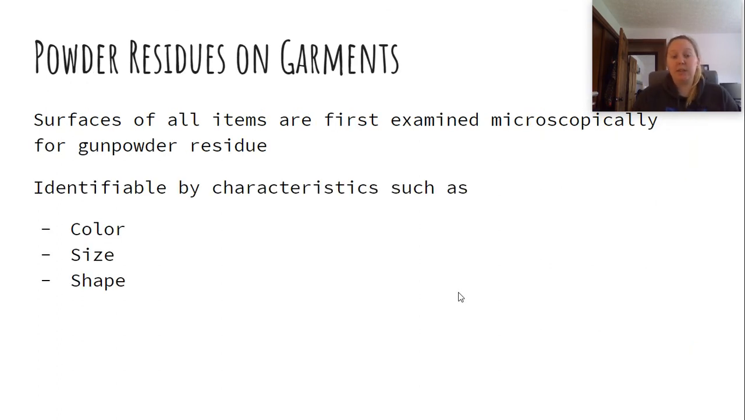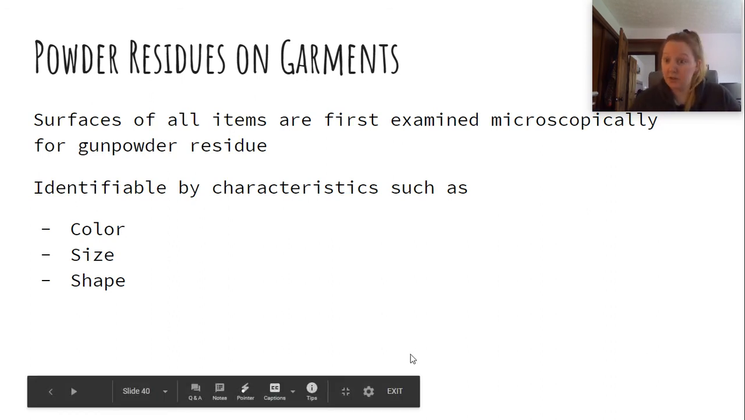Gunpowder residue on garments. All surfaces of all items must first be examined microscopically for gunpowder residue. This can be done through chemical tests or simple microscopic examination. You're looking for the color, shape, and size of the gunpowder residue, and the chemical test determines whether or not it is in fact gunpowder residue that is present. Color, size, and shape are going to tell a story about who the manufacturer was, whether it is handmade, and everything like that. So that is firearms.